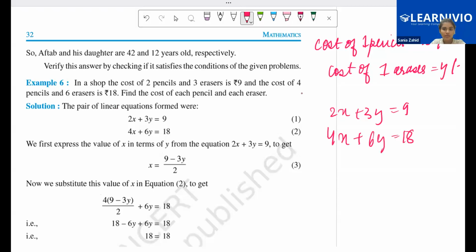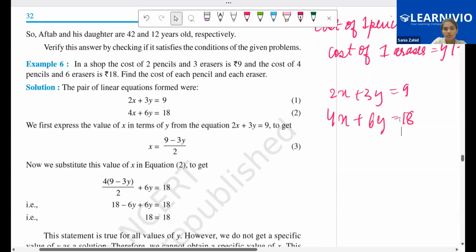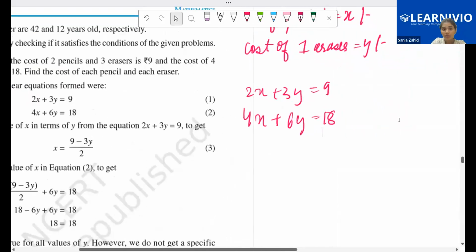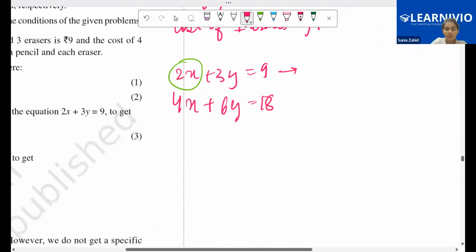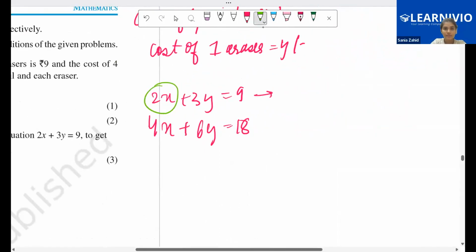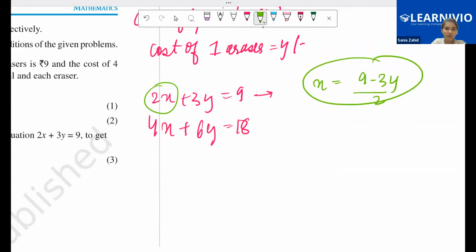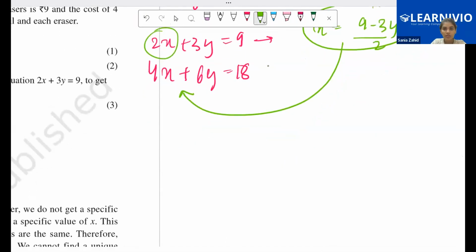Now what you have to do, again, find it by substitution method. So again, what am I going to do? I look at the value of the variable which has lowest coefficient attached, which is 2x. So now find the value of x. Tell me what will be the value of x. x is equal to 9 minus 3y by 2. This is x. Now you are going to substitute this over here. So what do we get? 4 into 9 minus 3y by 2 plus 6y is equal to 18.